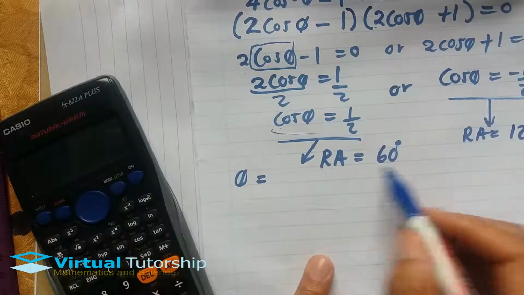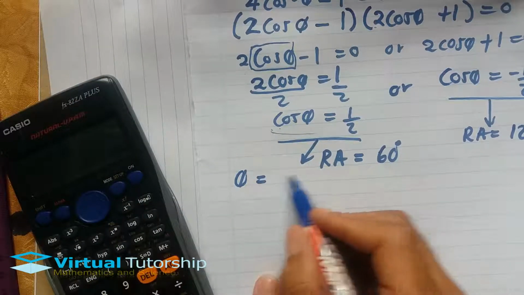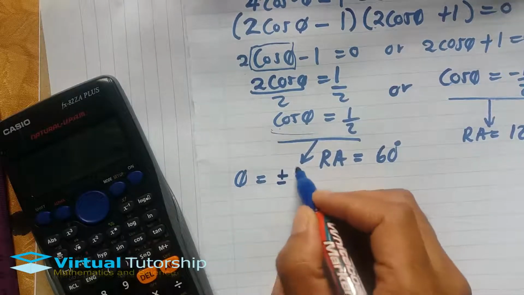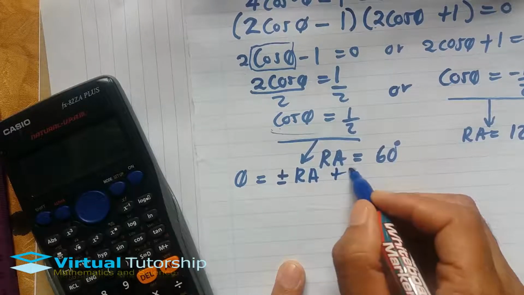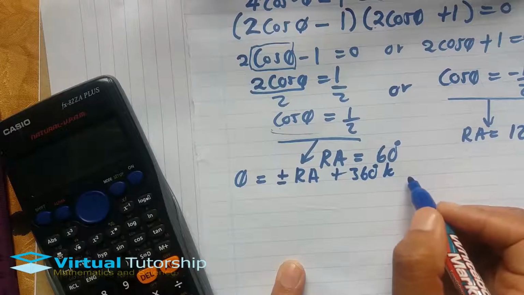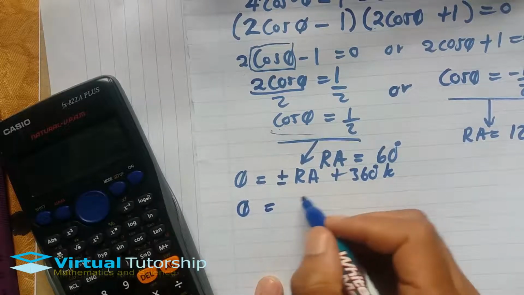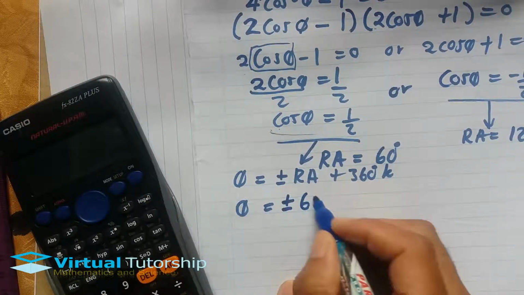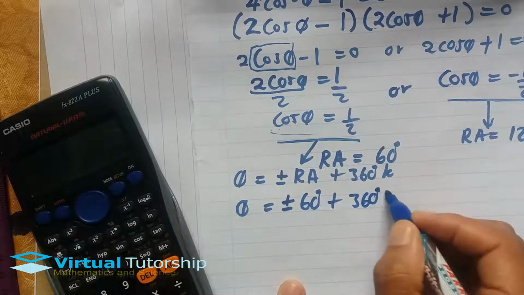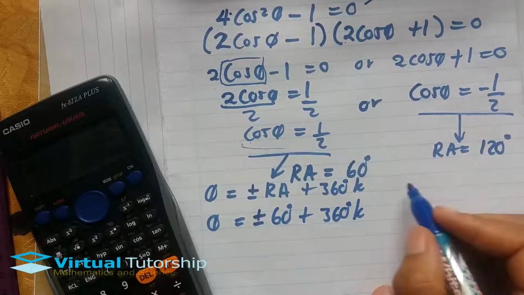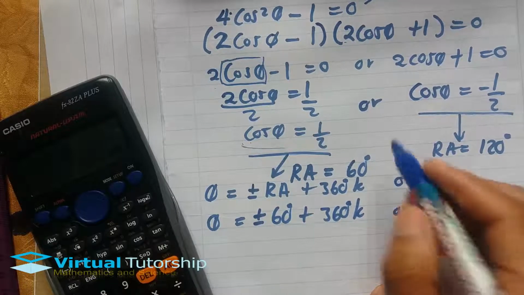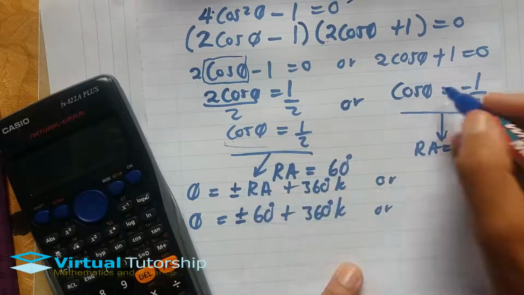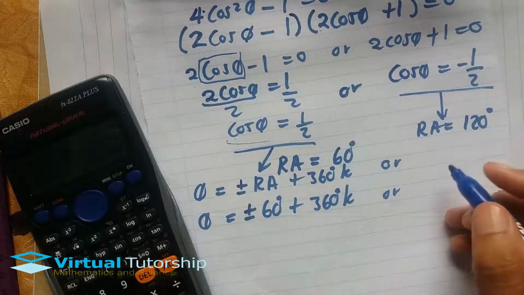So a general solution for this cos function is plus minus the reference angle plus 360 times k. If I write it correctly, because our reference angle is 60 degrees, it will be plus minus 60 degrees plus 360 degree k. Remember I said we came out with two cos functions, so we do it to find the solution for this cos and then find the solution for the other cos.